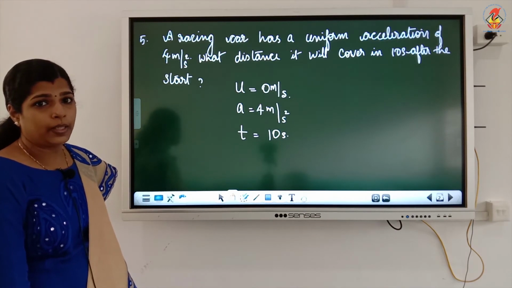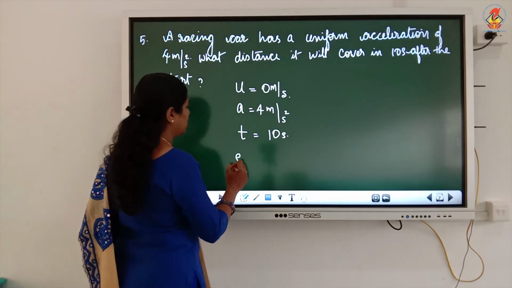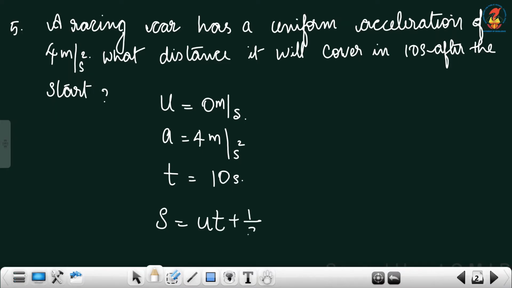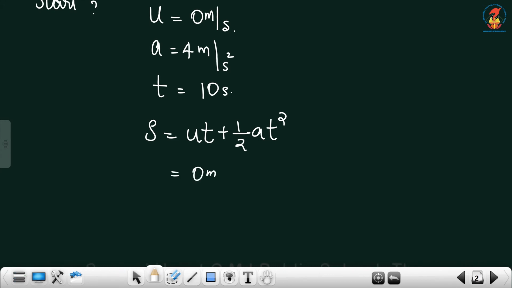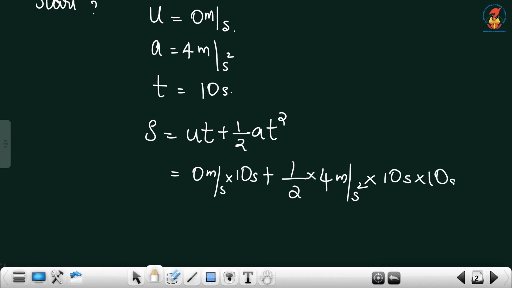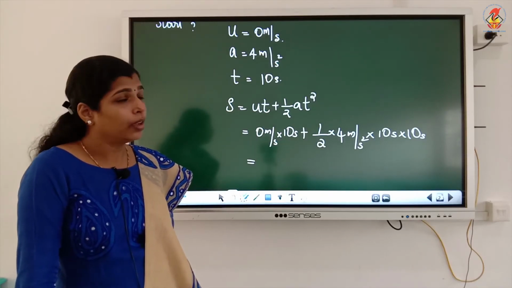S is equal to ut plus half at square. Now, substitute it in this equation, that is 0 meter per second into 10 second plus 1 by 2 into 4 meter per second square into 10 second into 10 second. Okay, so do the calculation and find the answer.